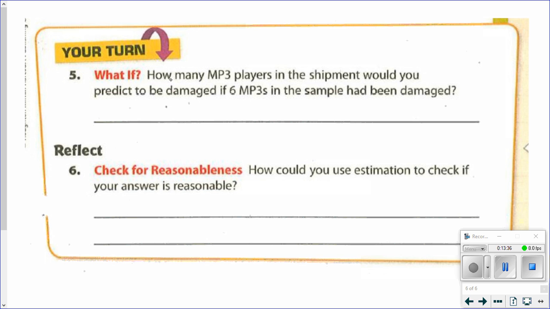So how many MP3 players would you predict if 6 of them were damaged in the sample? So the proportion would be 6 out of 50 equals X out of 3,500. And again, if you multiply 6 times 3,500 divided by 50, you'll get 420.